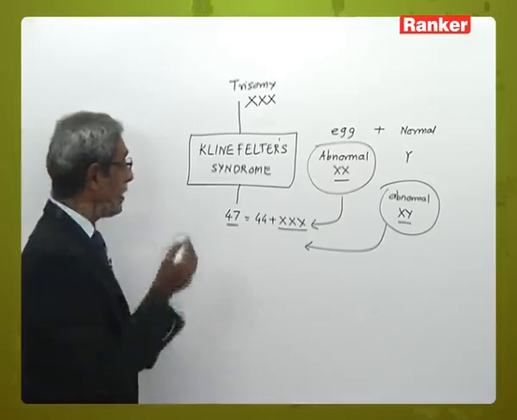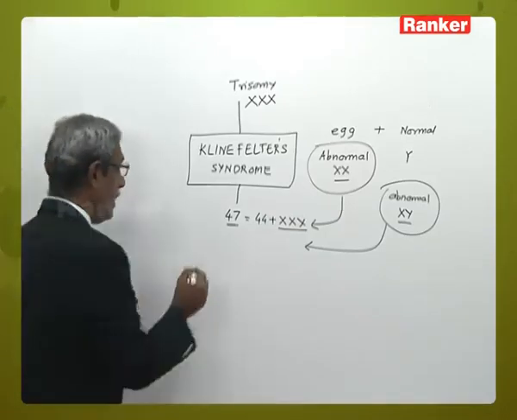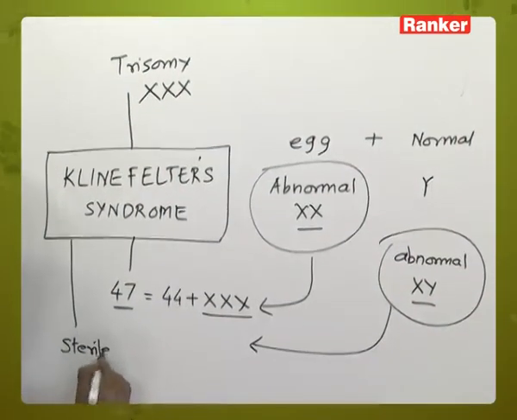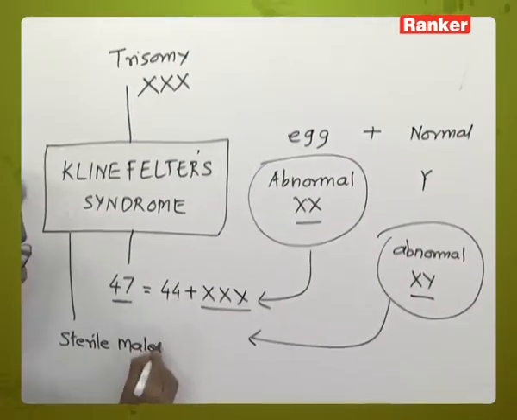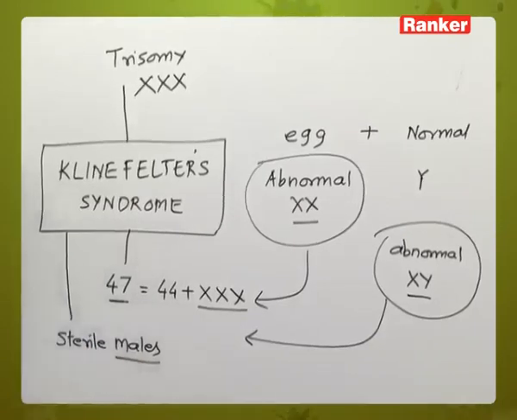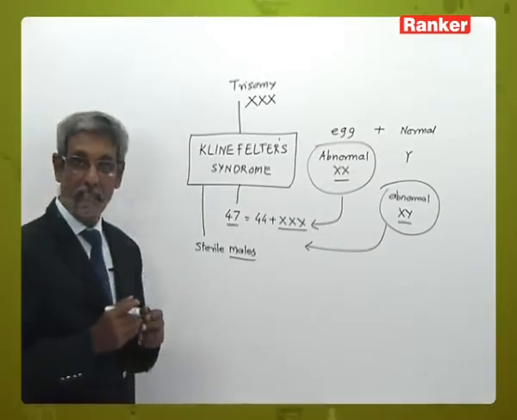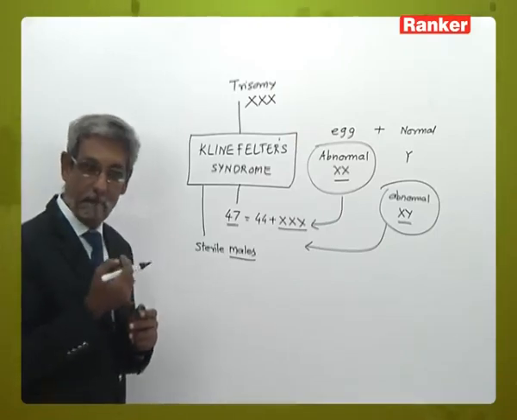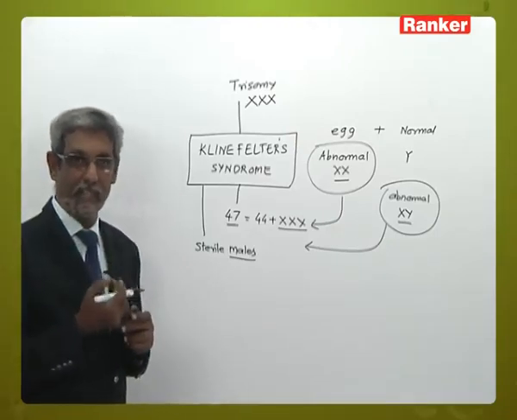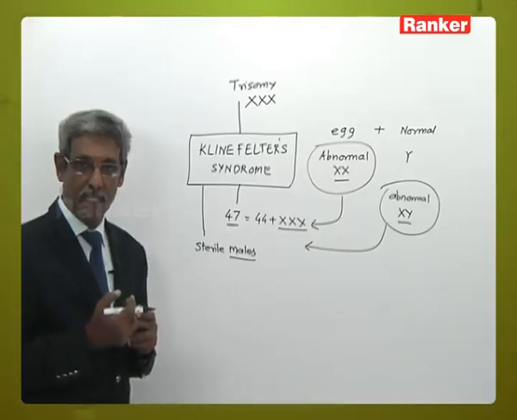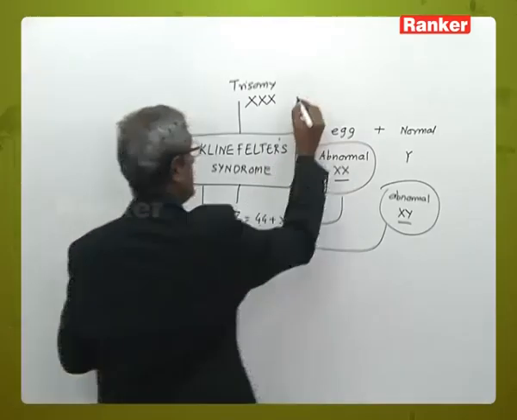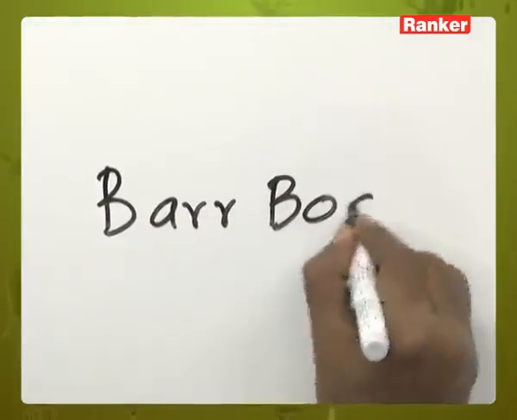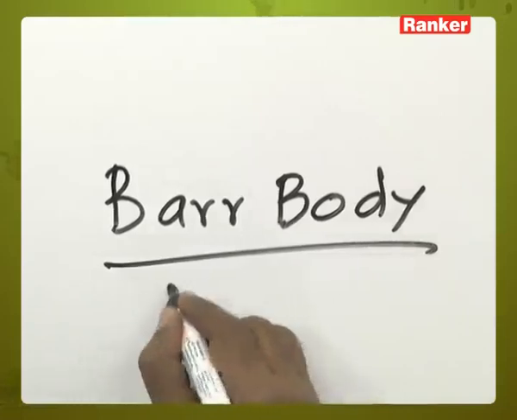The basic feature of Klinefelter syndrome is that it results in the formation of sterile males, so it is predominant in males. Klinefelter syndrome can easily be identified when you take a scrap of the epithelial cells on the cheek. In the interphase cells, they are distinguished due to the presence of a bar body. So the bar body is a very important indicator of Klinefelter syndrome.